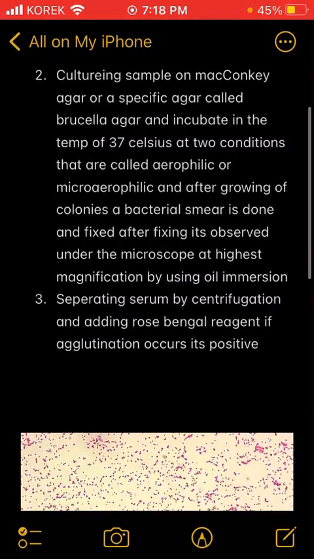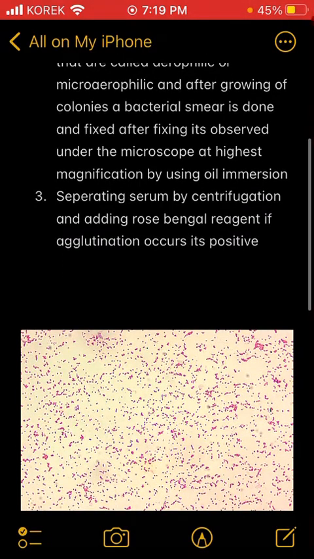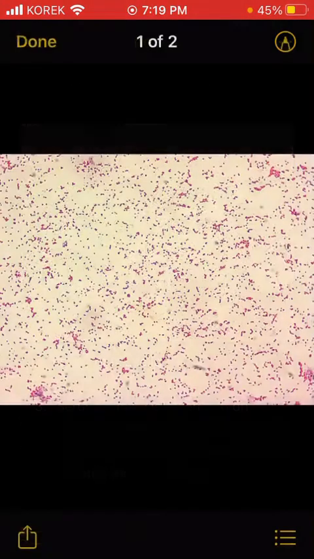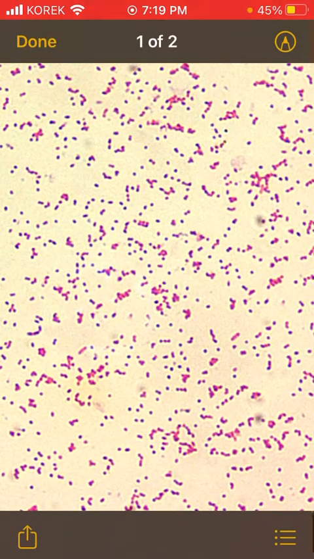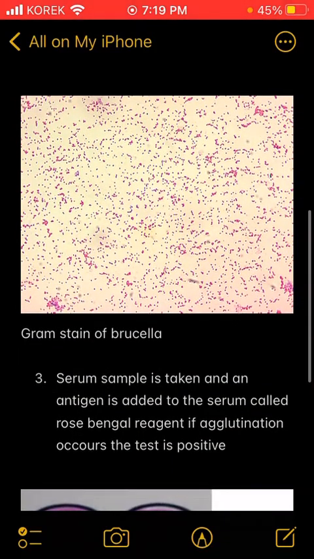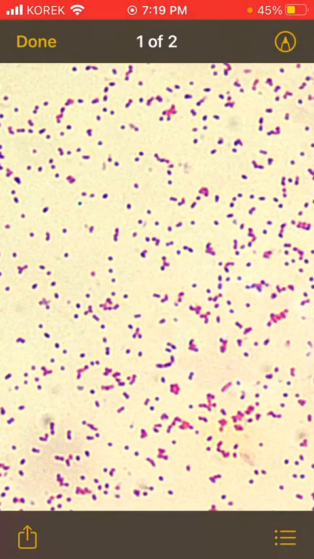Third, we use an antibody test called the serum Rose Bengal test. The serum is separated by a centrifuge machine, and Rose Bengal reagent is added. If agglutination occurs, it's positive. So here we have the gram stain of Brucella. We have coccobacilli of Brucella. It's gram negative, as you see. They are so small in size.